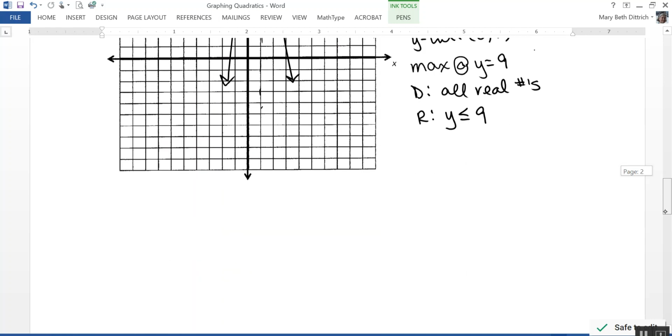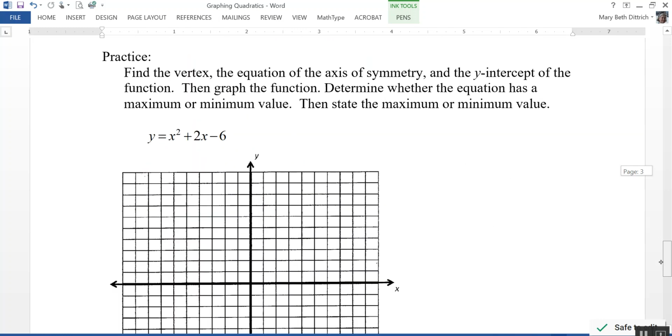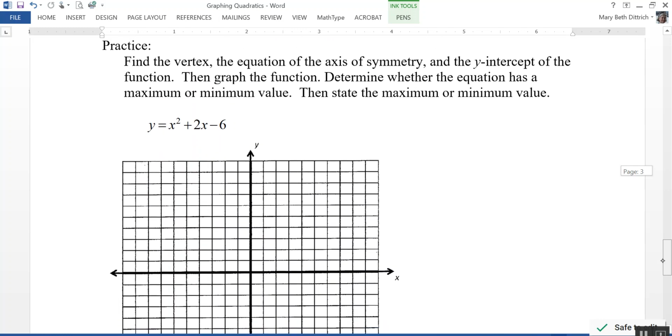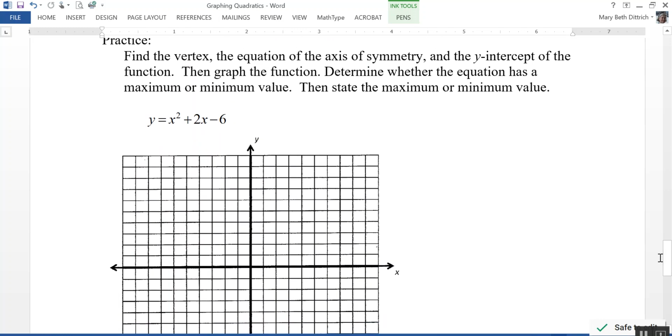Now, here's an example I'd like for you to try. Do the same thing with this function right here. Stop the video, give it a try for yourself, and then I'll come back and show you how to do it.